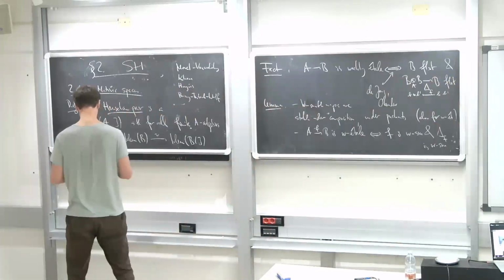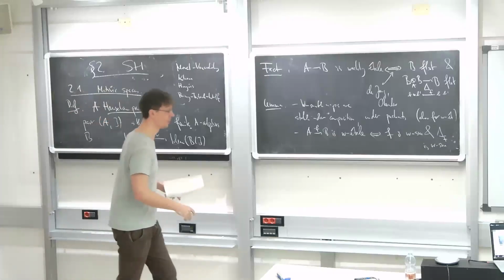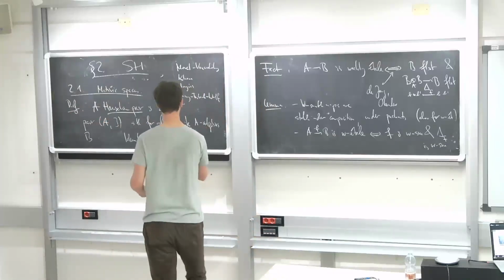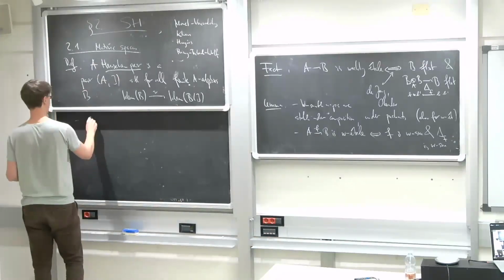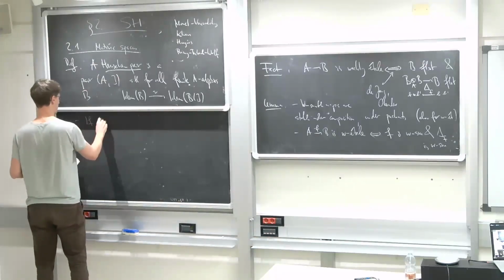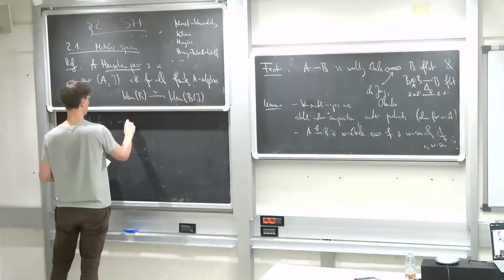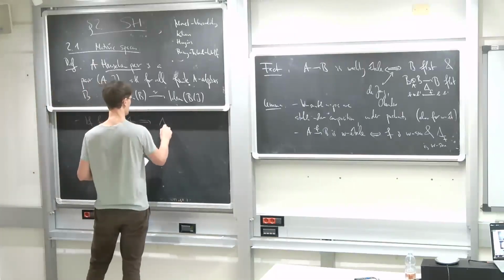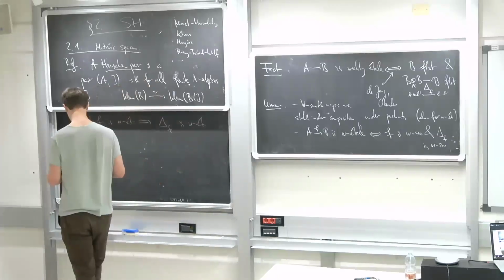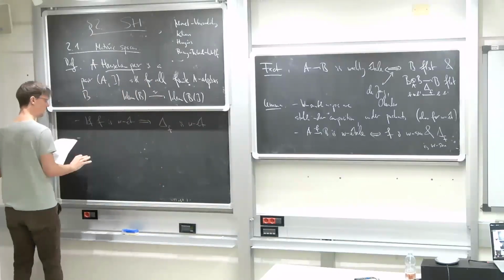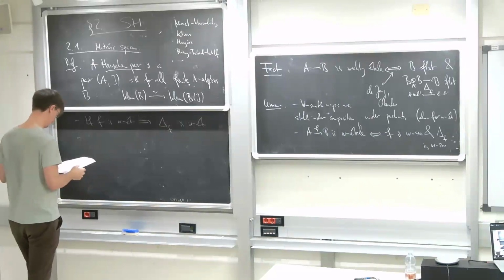And then, so if F is weakly étale, then this diagonal is also weakly étale. And so far this is what it is.